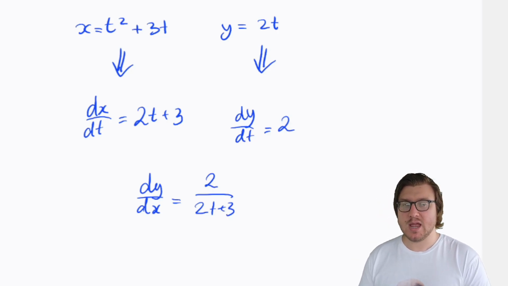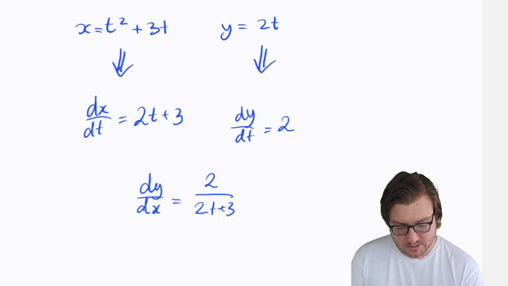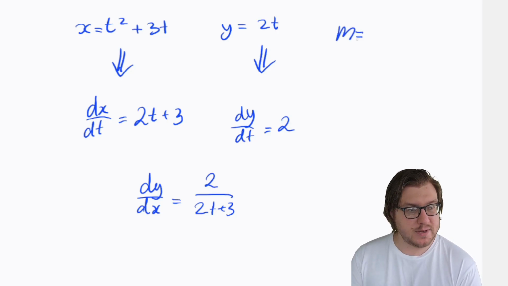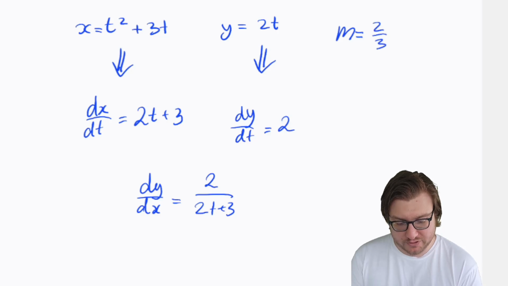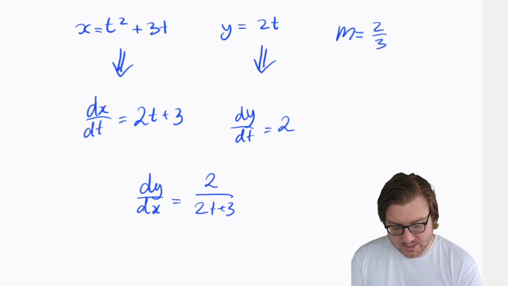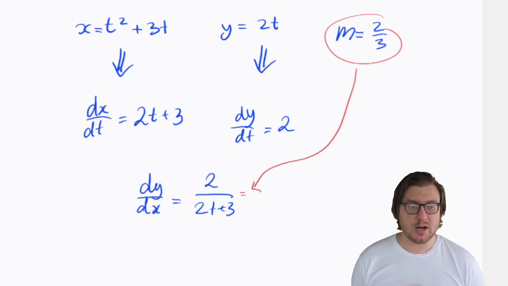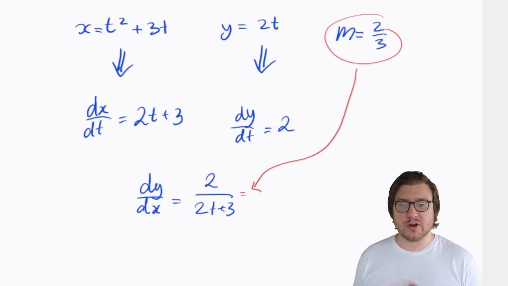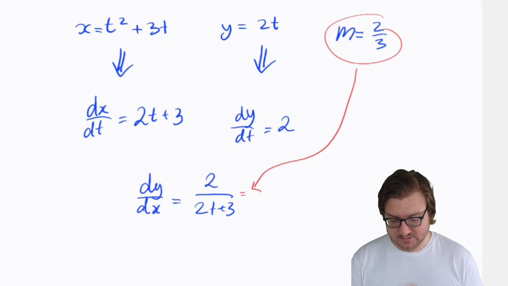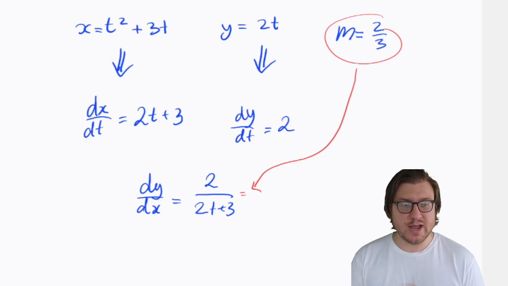Using the shortcut, we get dy/dx is dy/dt divided by dx/dt, which gives us this. Now we've been given here that the gradient m is equal to 2 over 3. So what we can do is we can take our gradient and set it equal to our derivative, because the gradient function gives us the gradient. So let's do that and solve.